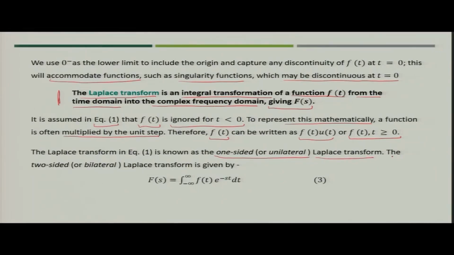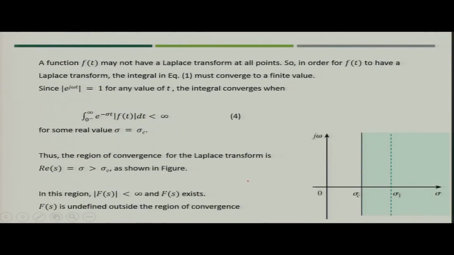Now, if you want both sides, that is the bilateral transform, it means you have to integrate from minus infinity to plus infinity. So, in that case your F(s) would be the integration between minus infinity to infinity of f(t) e to the power minus s t dt.